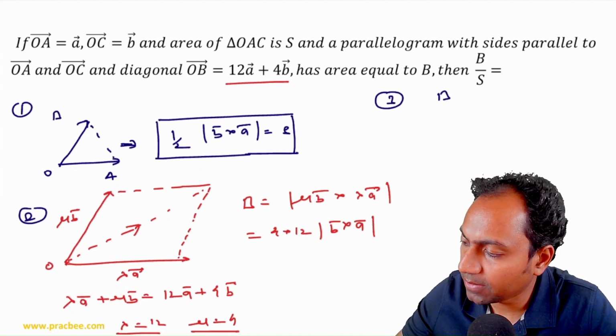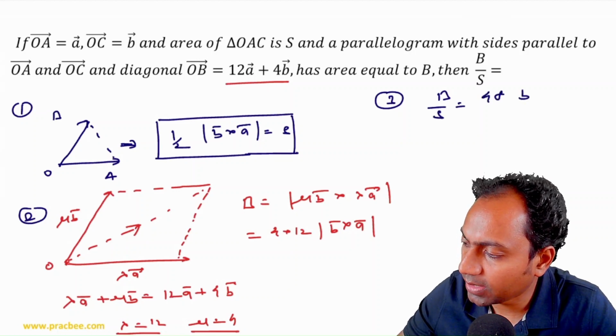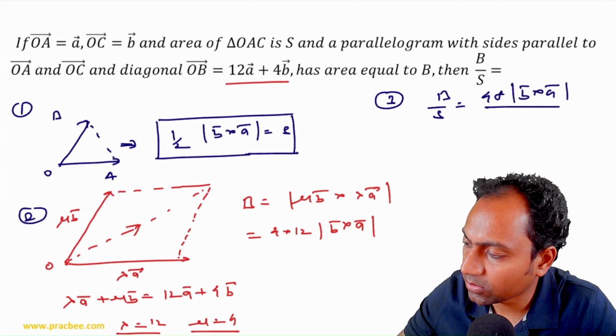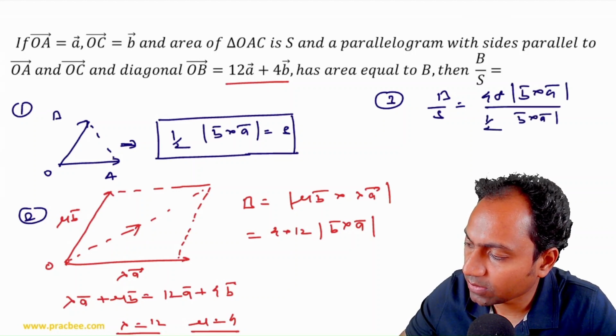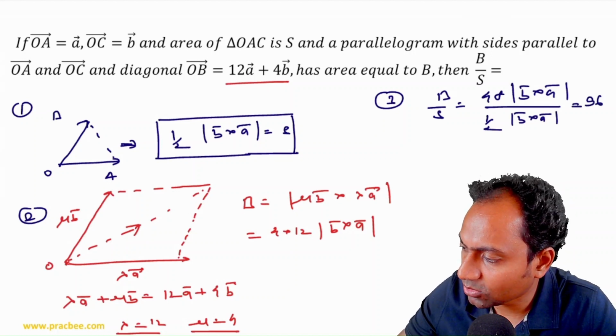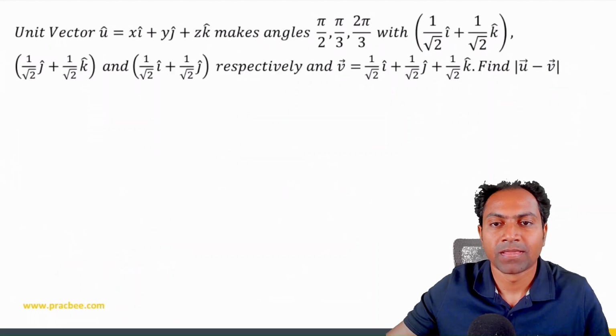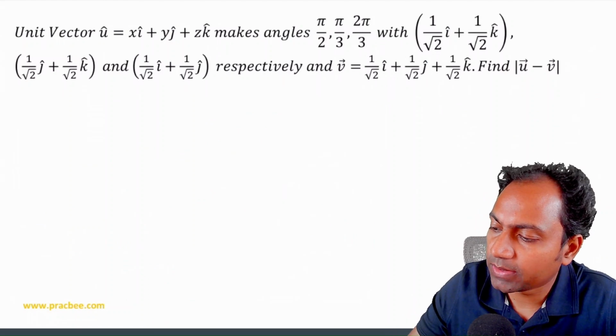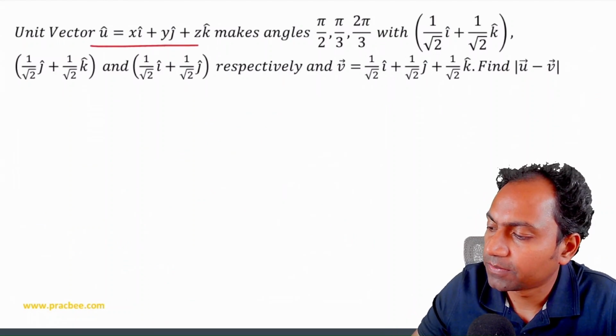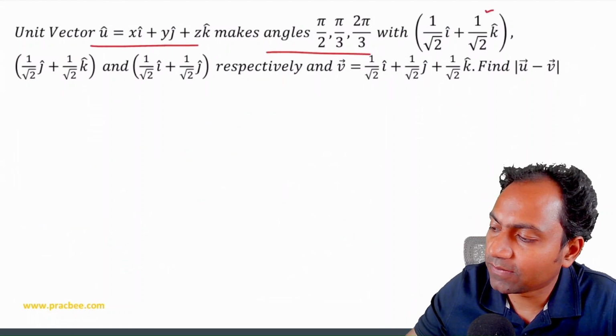So here B by S will become nothing but 48 divided by the modulus of B vector cross A vector. This is nothing but 1 by 2 B vector cross A vector. So you can see the answer comes out to be 96. Now this next question talks about a unit vector in fact, which makes these angles with these three vectors that are given to us.